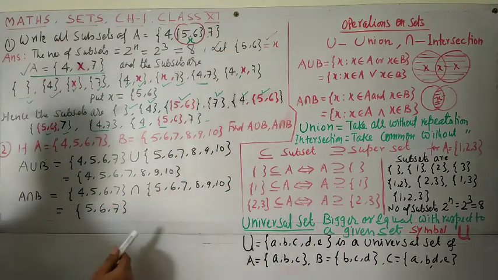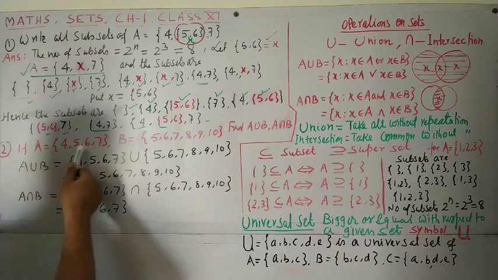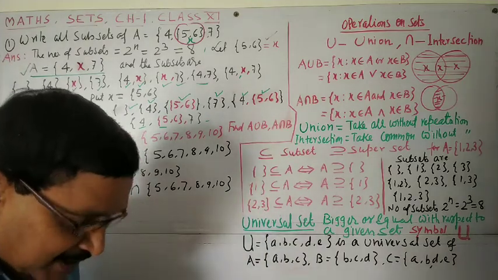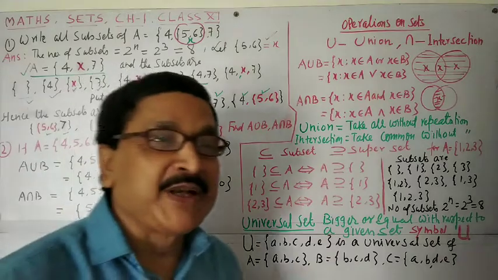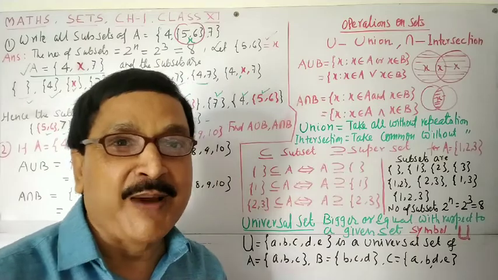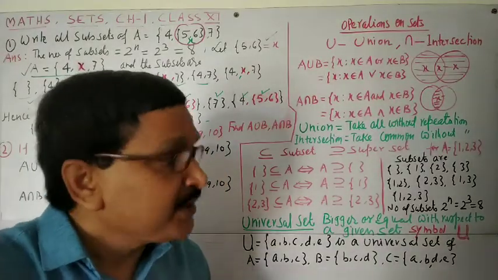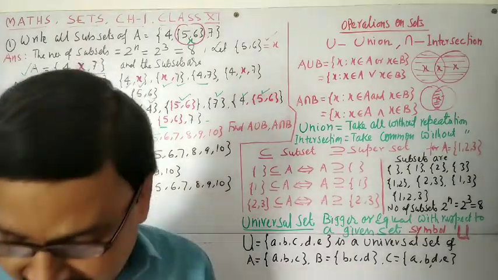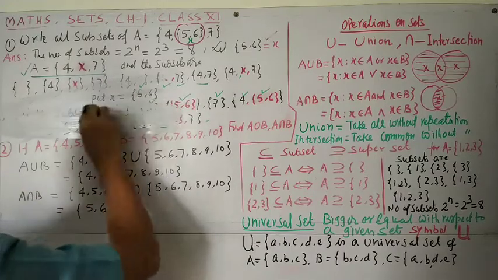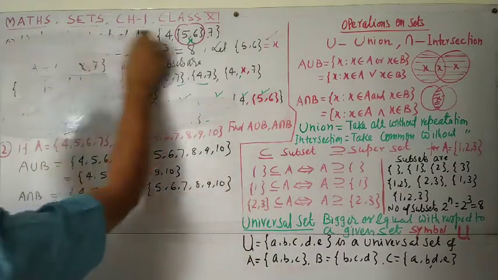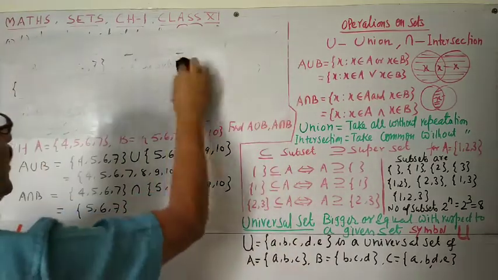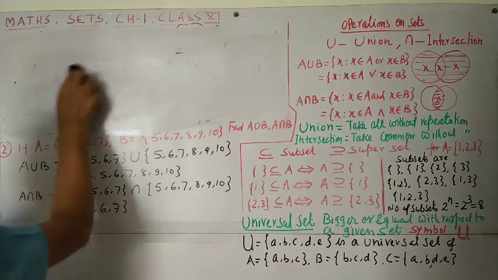Now students, remember that this is the second question. A and B are given. Find A union B and A intersection B. We have entered the third type. In the first type, I discussed how to change tabular form to set builder form and vice versa. In the second type, I discussed how to write the subsets, and in the third type, I am going to discuss the operation on sets. This problem is of the third type.